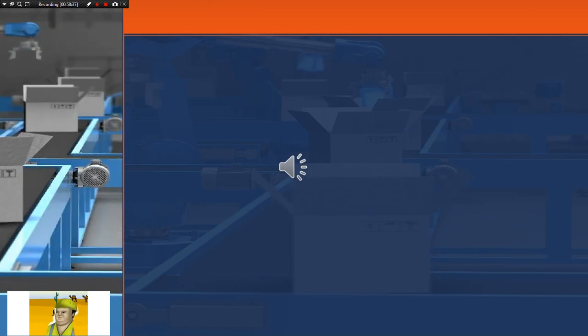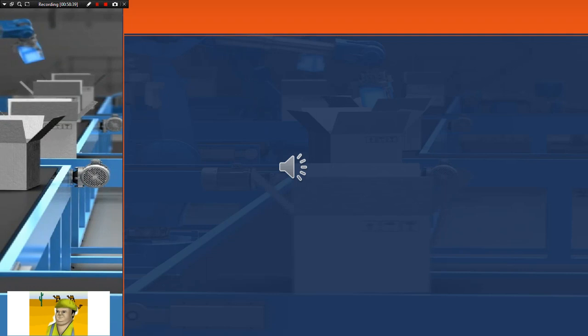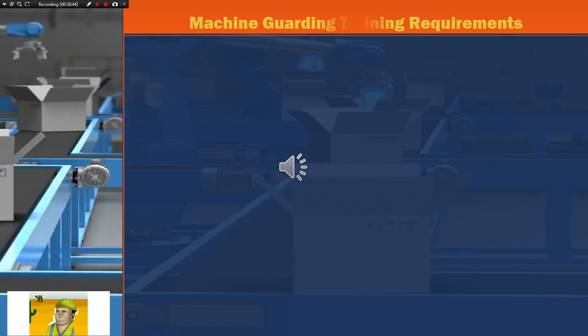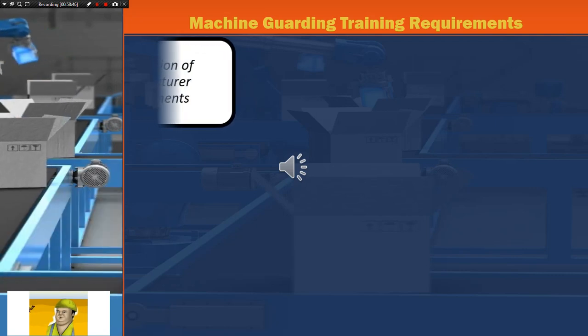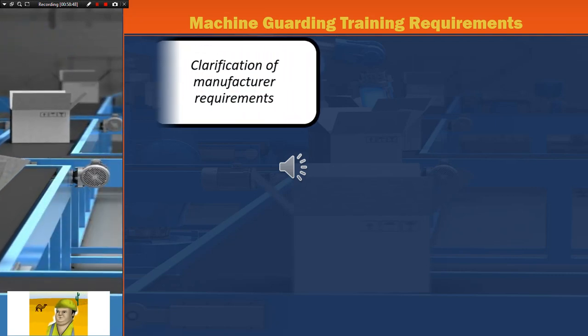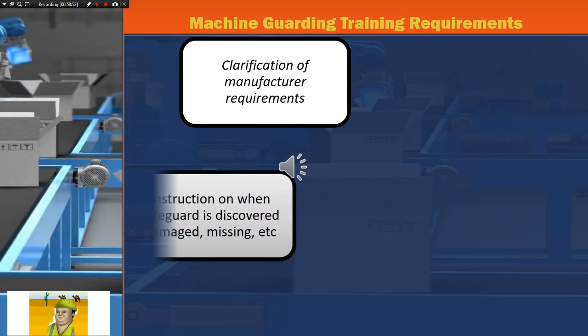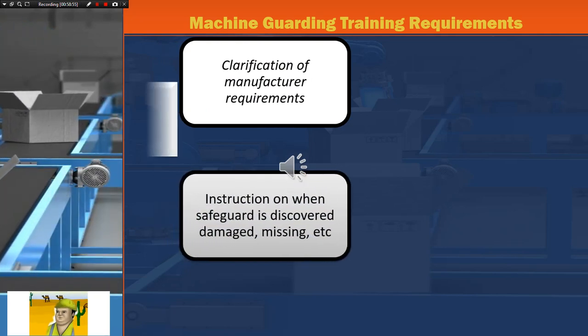Machine guarding training requirements. Clarification of manufacturer requirements. Instruction on what to do when a safeguard is discovered damaged, missing, etc. Training and relevant retraining must be provided for new operators and maintenance/setup employees. Retrain affected employees when new or altered safeguards are used.